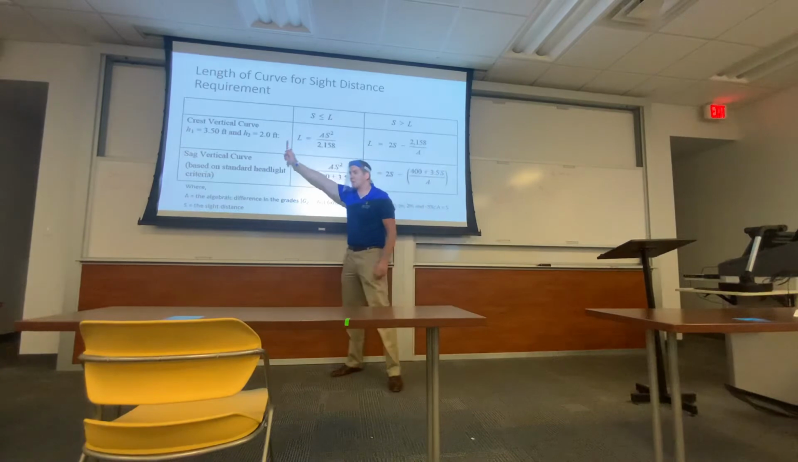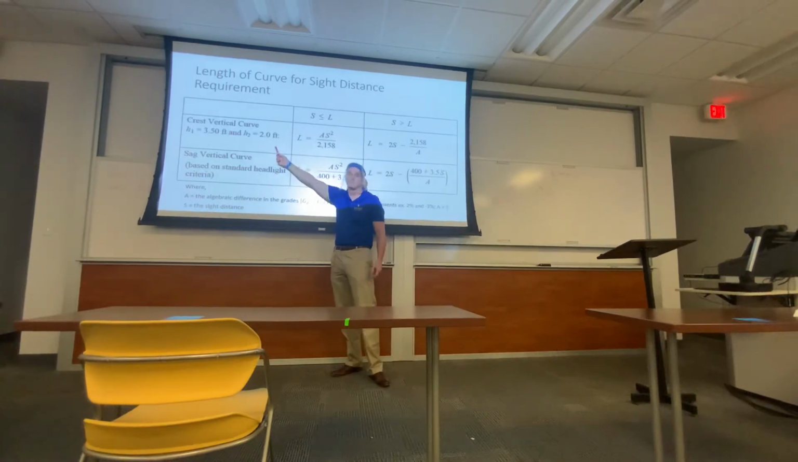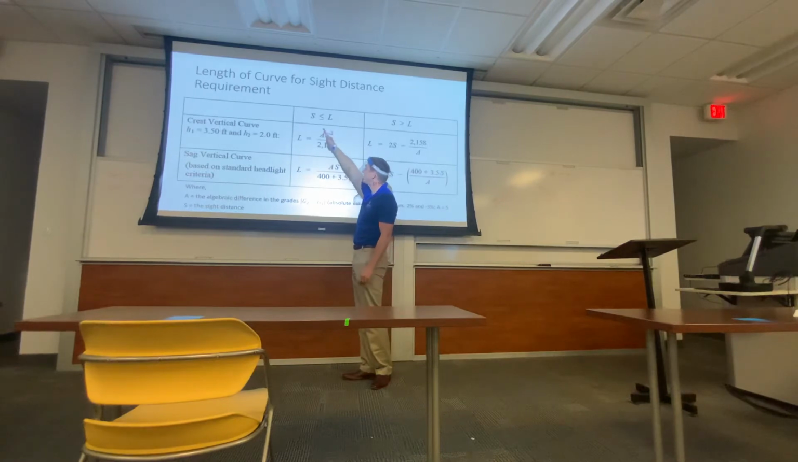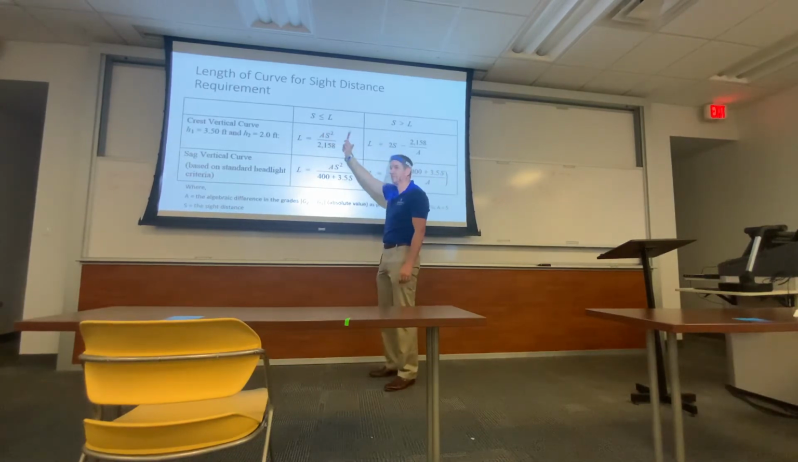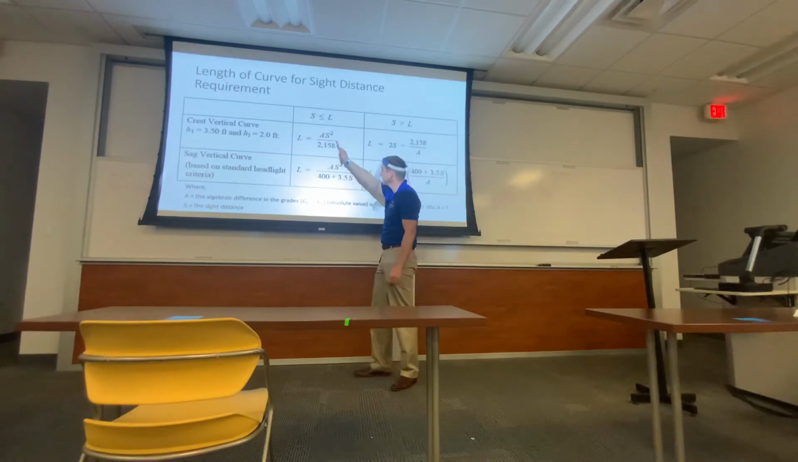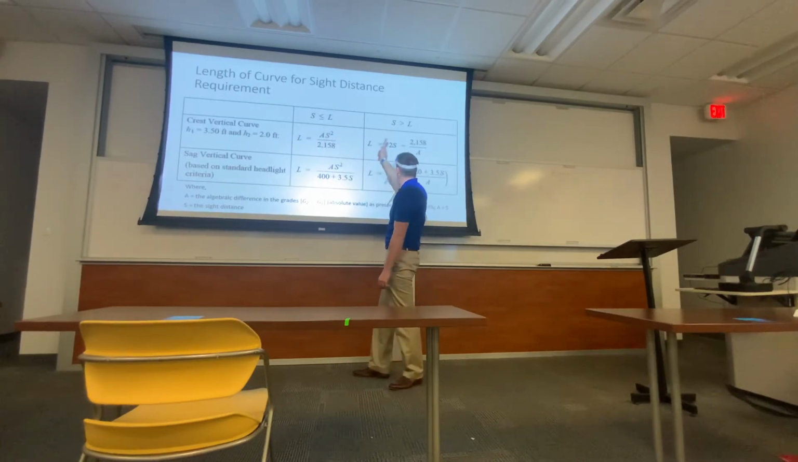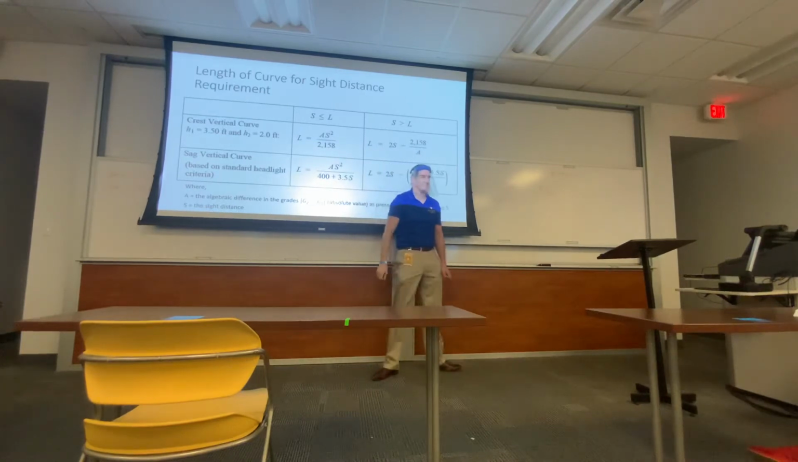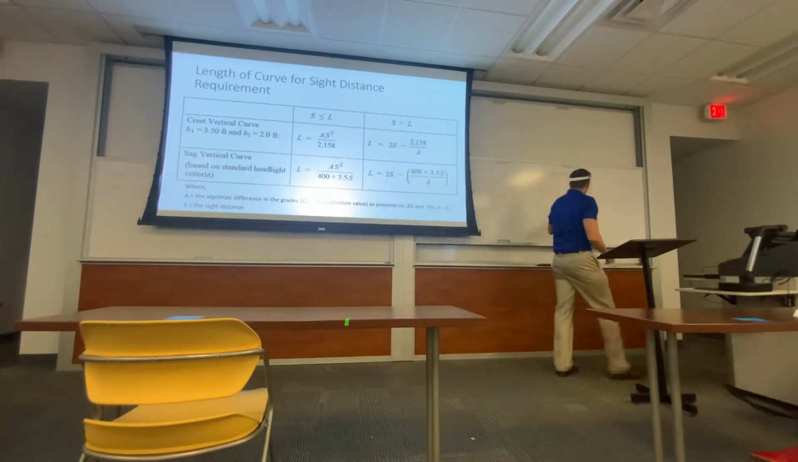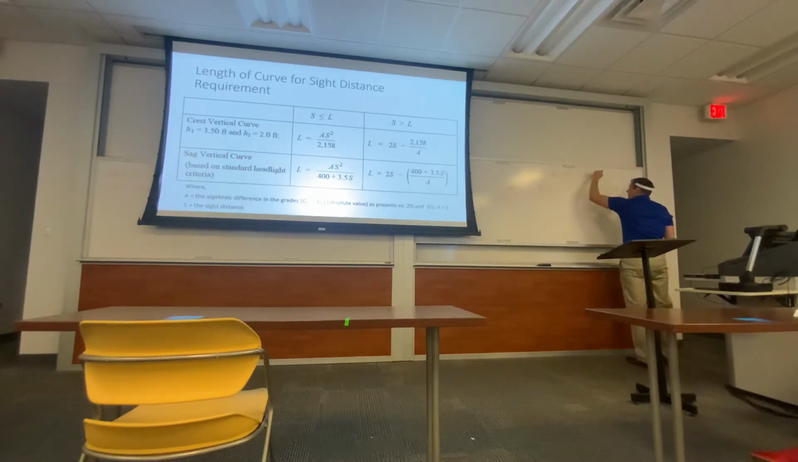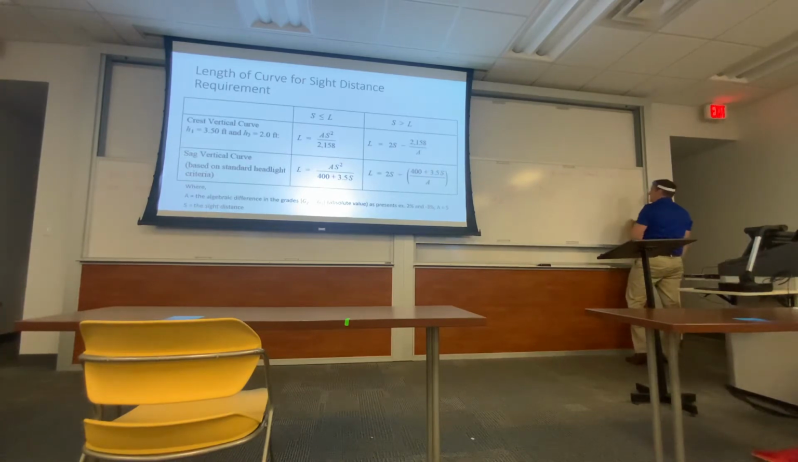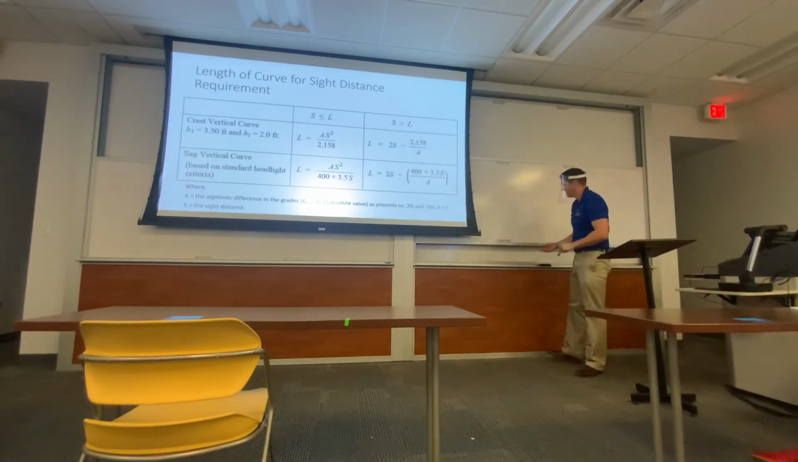First, is it a crest curve or a sag curve? It says crest, it's a crest. So then we have to find out if S is less than L or S is greater than L. And in order to find S, we need A. Well, we have A, so we have to find S, i.e., find the SSD, stopping sight distance.